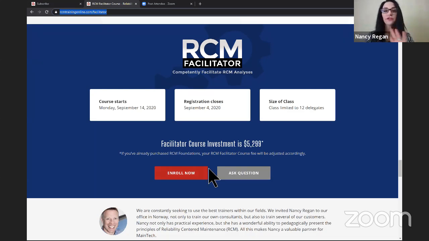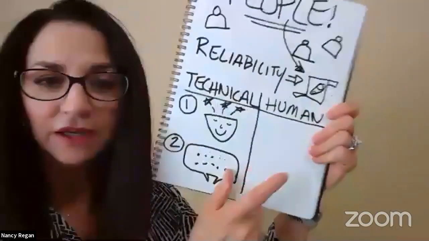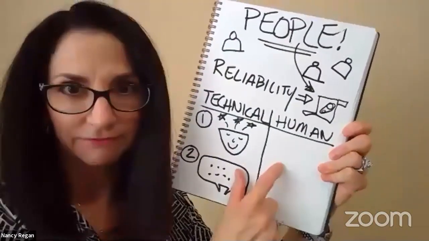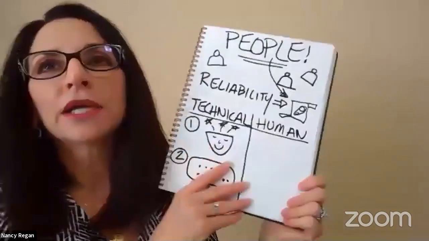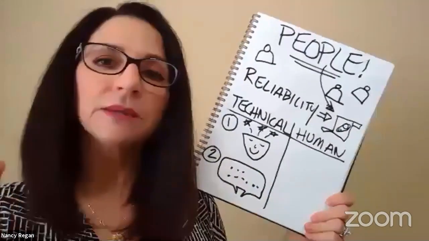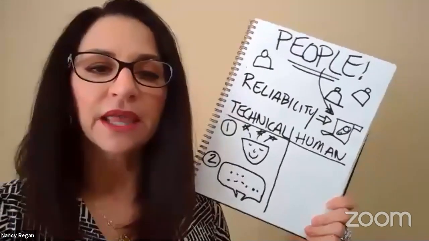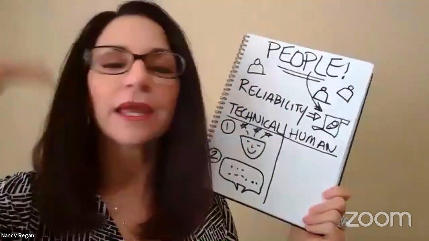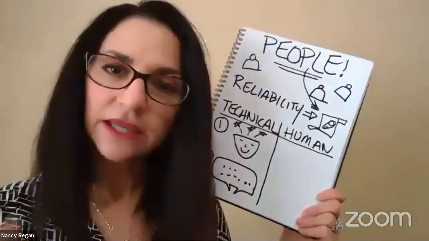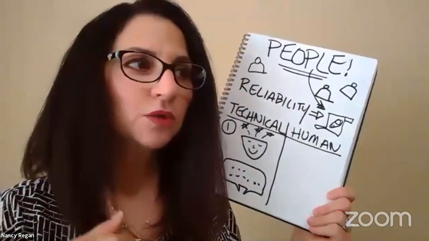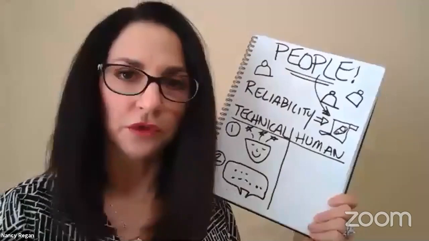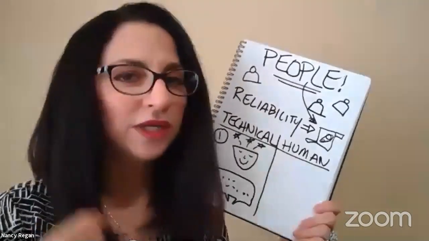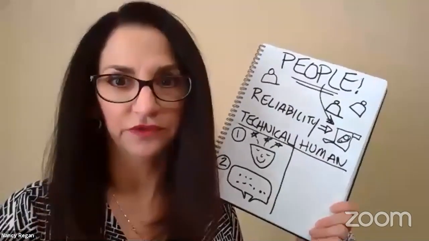Okay, so that's enough of that. I want to go back now, and I want to come back to this human side. So remember how I talked about it's really important that we take care of our people, right? We have to make sure they understand reliability and all that, but we need to take care of people. And we are included in those people. And that means that we need to take care of ourselves.